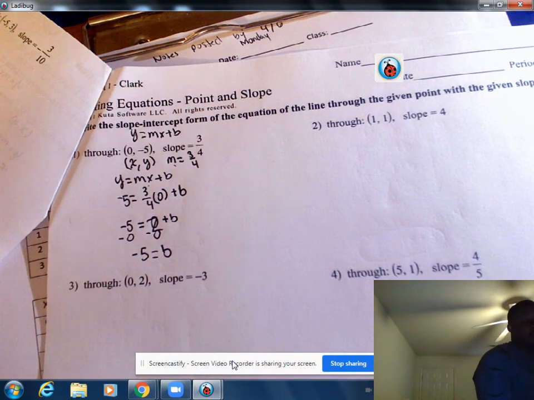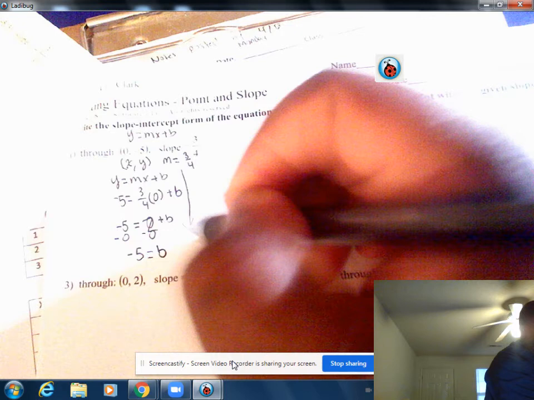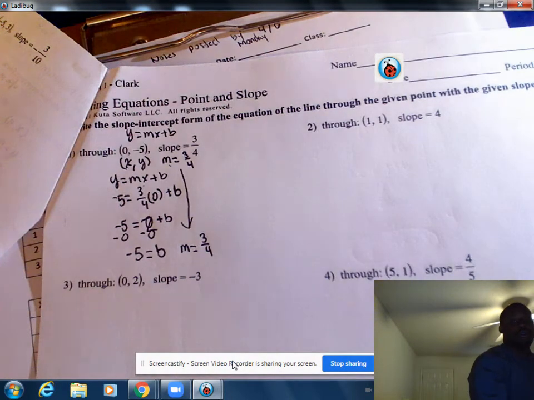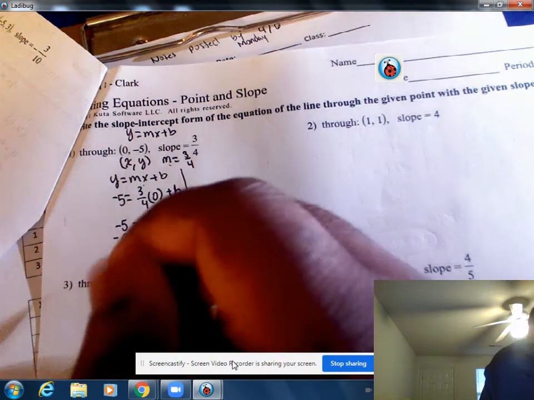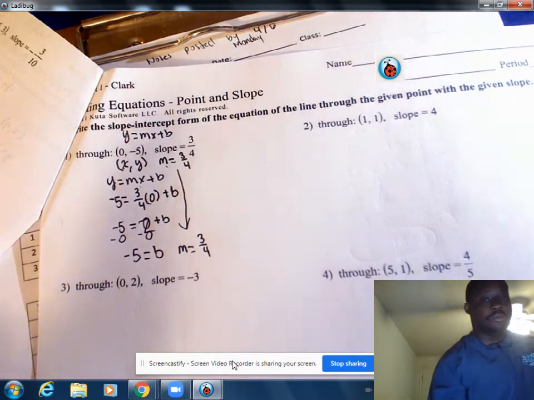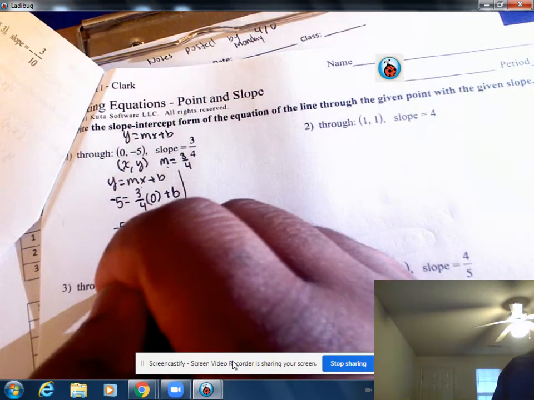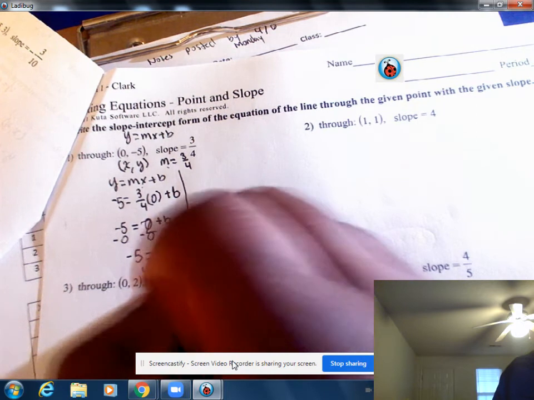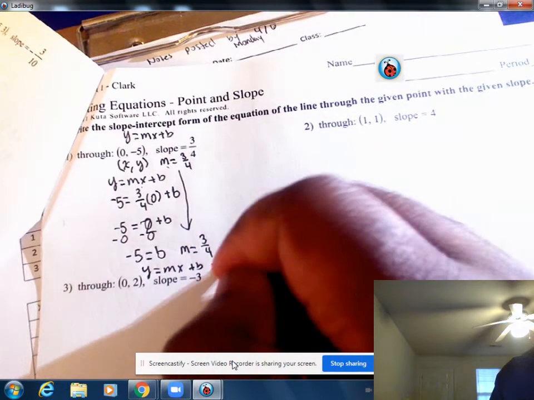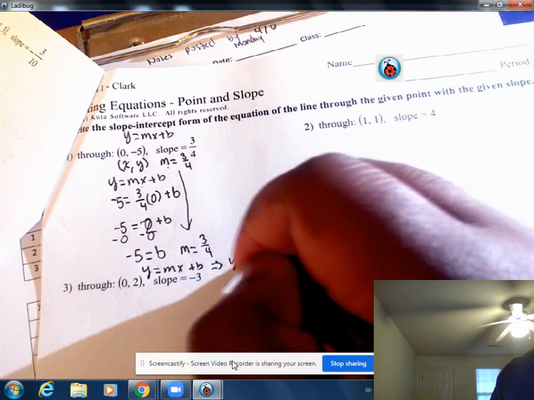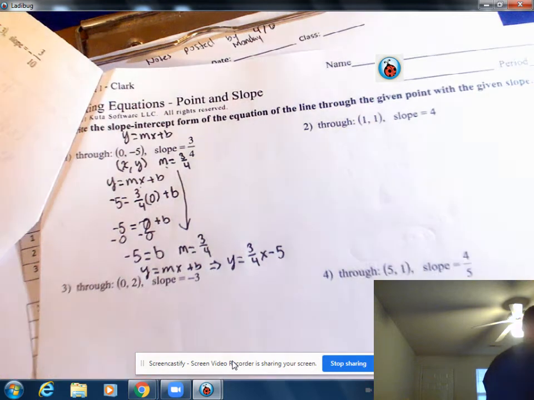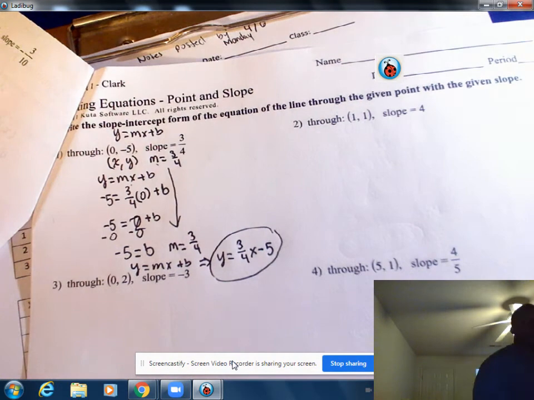Now that we got our y-intercept, bring down my slope. So m equals 3/4. Now all we got to do is make our equation. Just like yesterday, you got your y-intercept, you got your slope. All you do is plug everything in. So if my equation is y equals mx plus b, my new equation when we plug it in is going to be y equals my slope, which is 3/4 x, my y-intercept is -5. And that is my equation of my line.